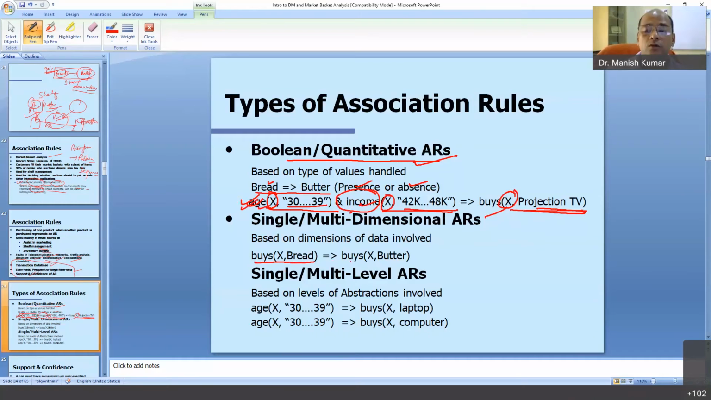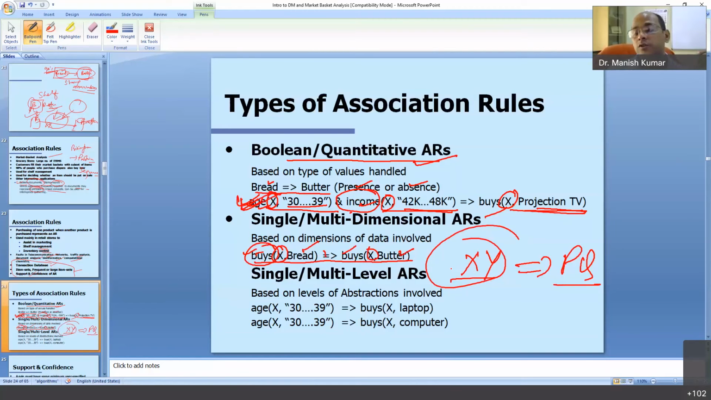And when I say that person X is buying bread and the same person can go for butter, in this case only a single dimension is used, that is buys, on both sides. So this is referred to as a single-dimension association rule, whereas this is referred to as a multi-dimension association rule. And let me tell you one thing, that I can have multiple on this side and I can have multiple on this side as well.